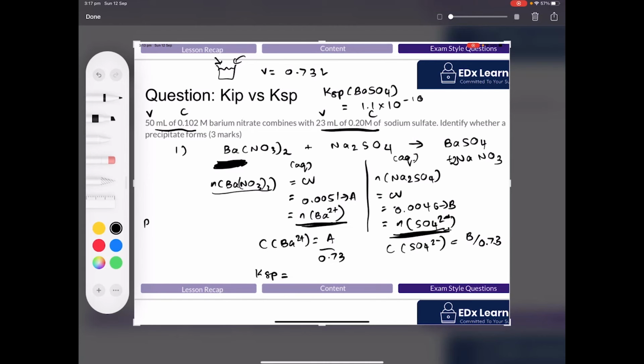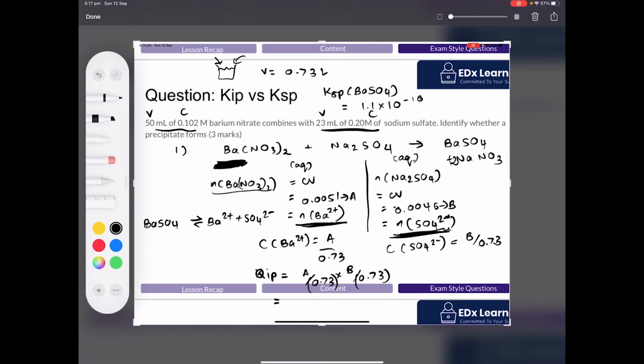So this is where you should write the other equation too. BaSO4 gives you Ba2+ and SO4 2-. Then all you have to do now is A divided by 0.73 times B divided by 0.73. What do we get, Taha? What's your final answer? This shouldn't be called KSP, it should just be called QIP, or your ionic product. What do you get?